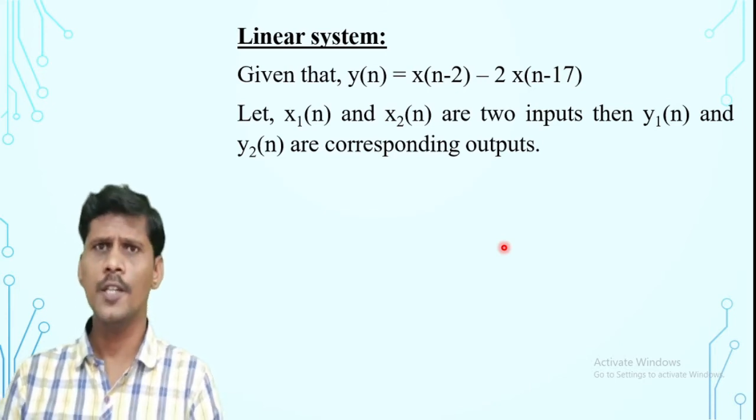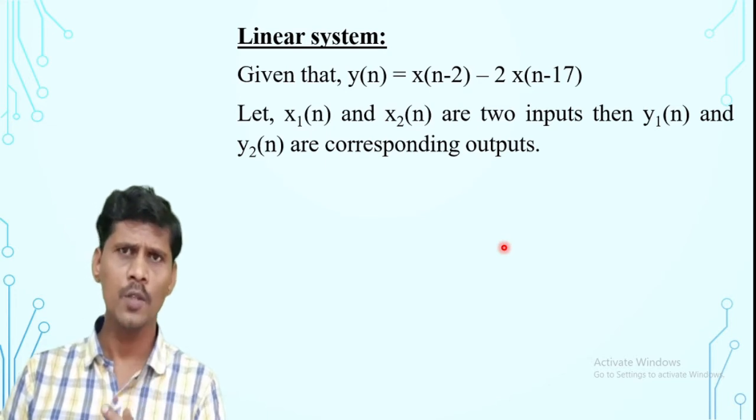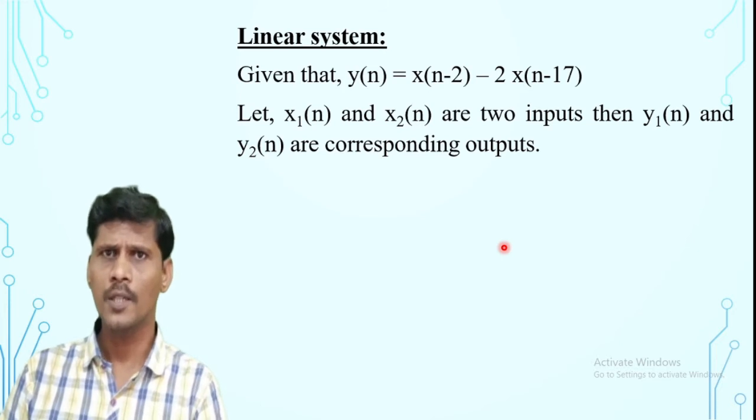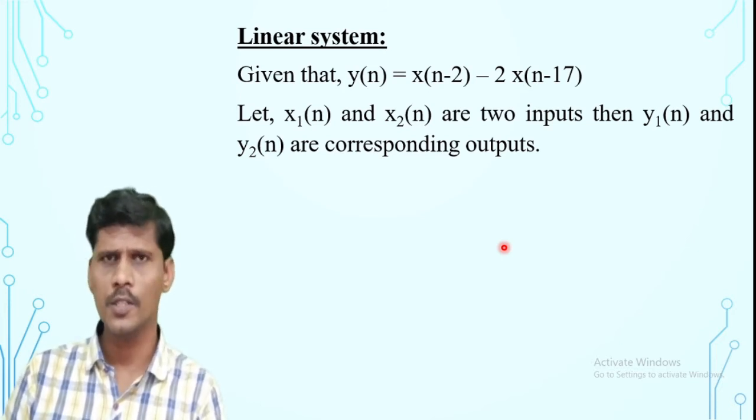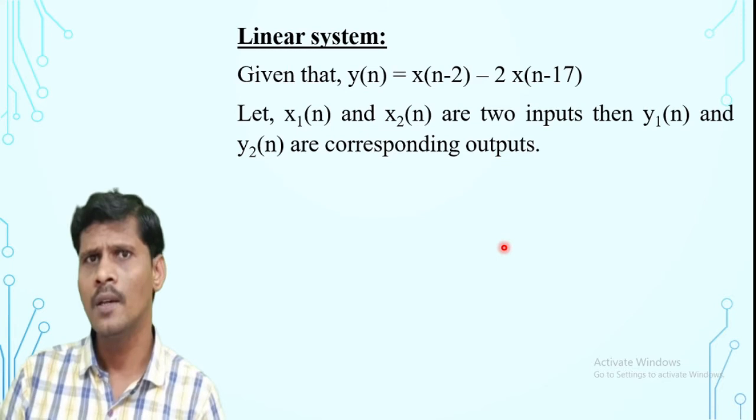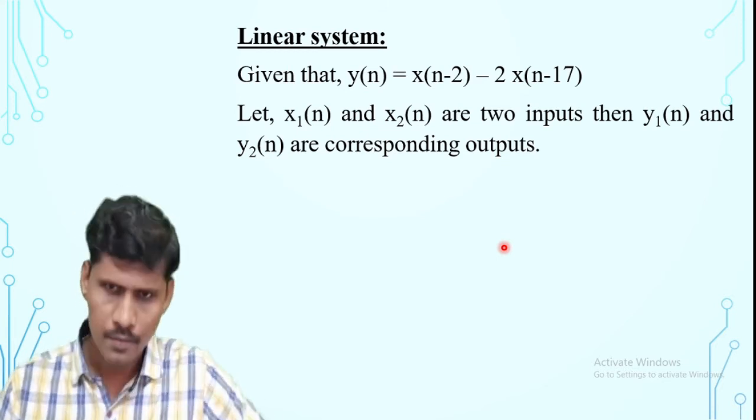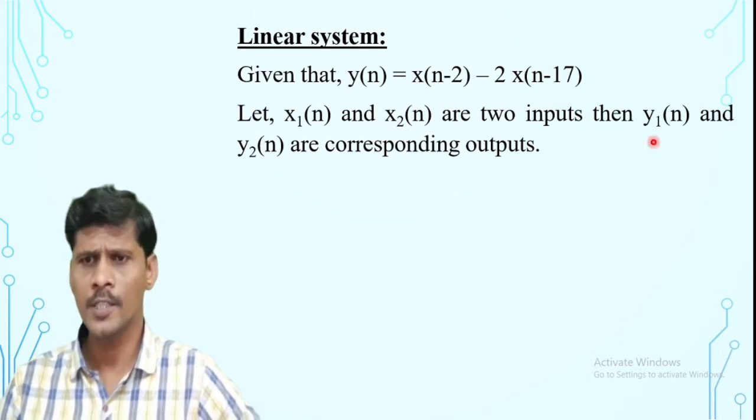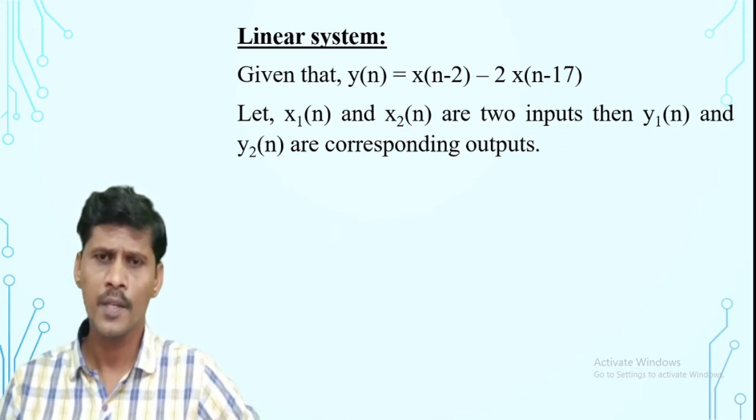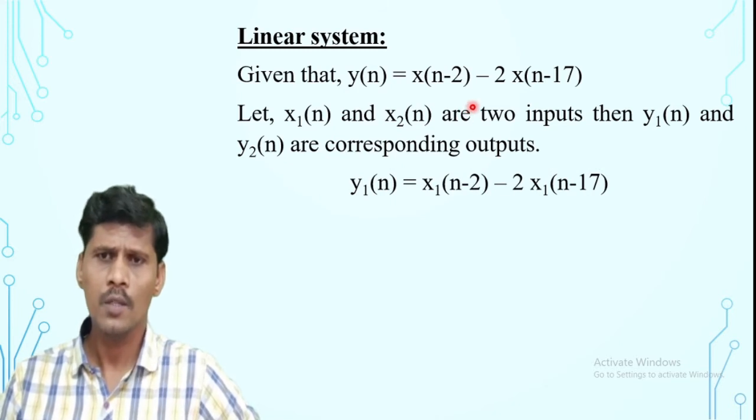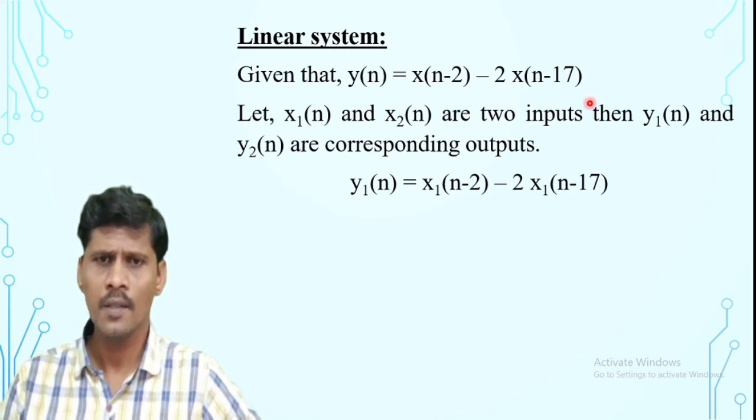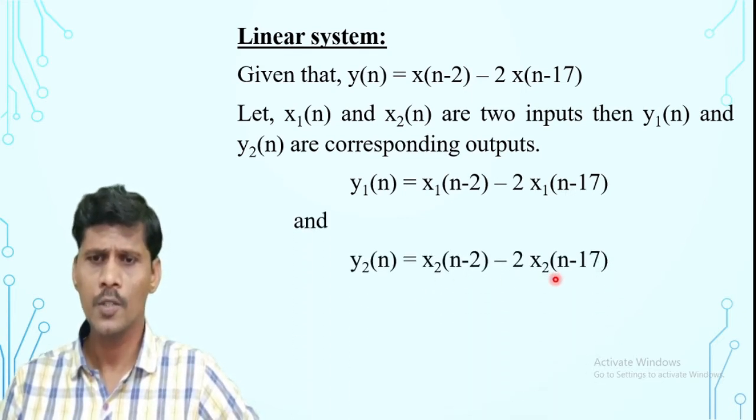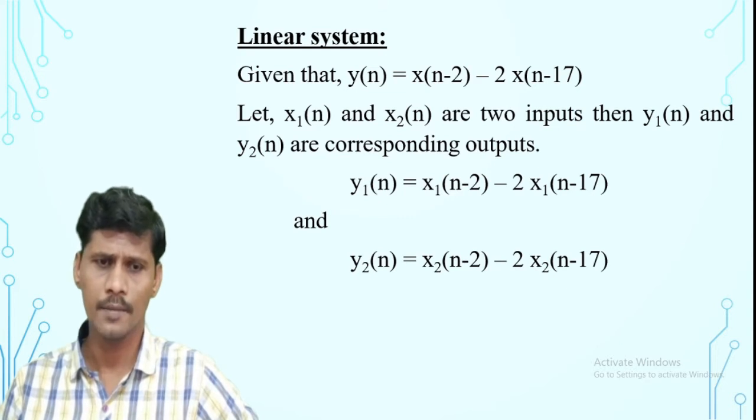So what is the linearity statement? The transformation of a x1 of n plus b x2 of n is equal to a y1 of n plus b y2 of n. If that condition is satisfied, the given system is said to be linear, otherwise it is said to be non-linear. Okay, so let x1 of n and x2 of n be the two inputs, then its corresponding outputs are y1 of n is equal to x1 of n minus 2 x1 of n minus 17, and the second system output is y2 of n is equal to x2 of n minus 2 x2 of n minus 17.